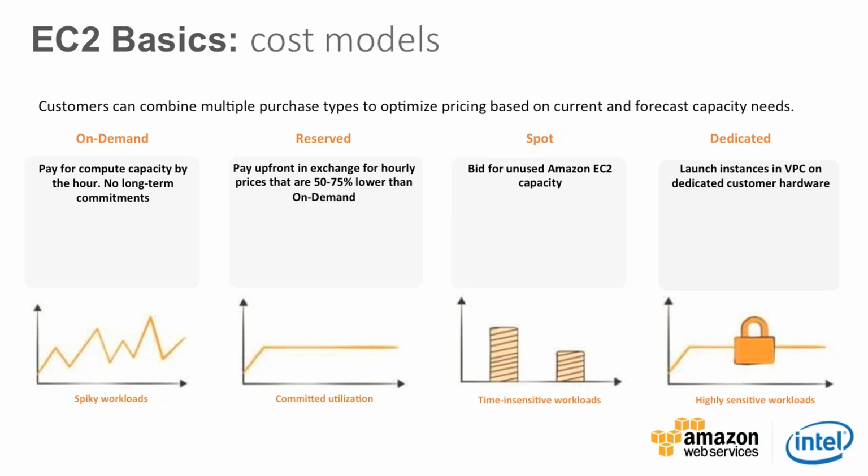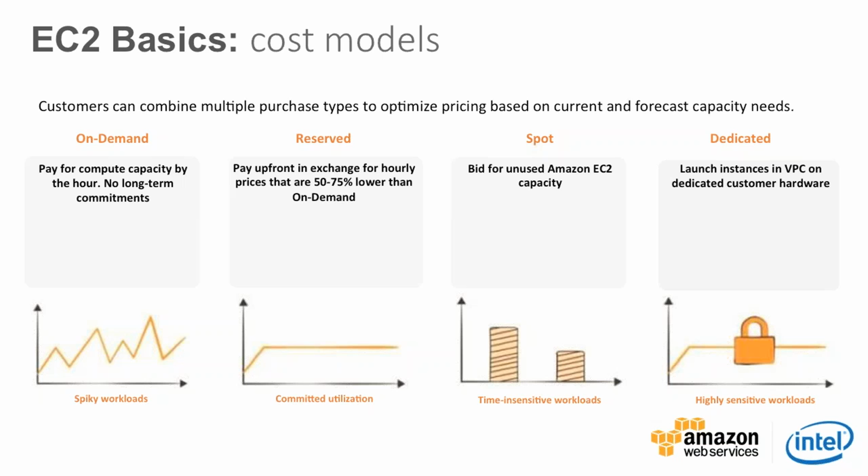You can say that I'm willing to pay 3 cents an hour to spin up an instance. So if your bid matches the going price, you will get that instance. Typical use cases are for time-insensitive workloads like batch processes and stuff like that. And there are a lot of customers who save thousands of dollars by using the spot market.